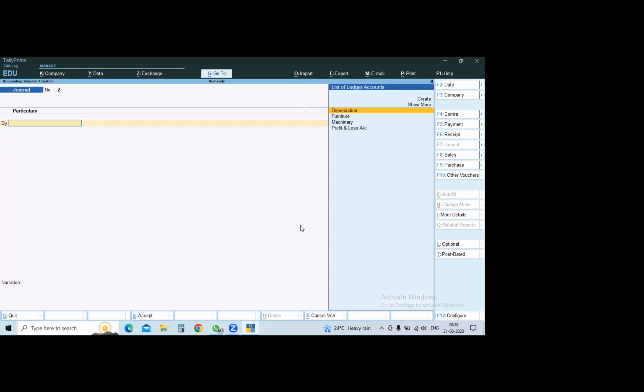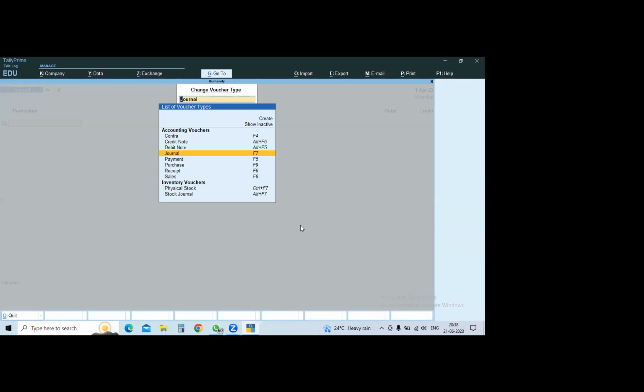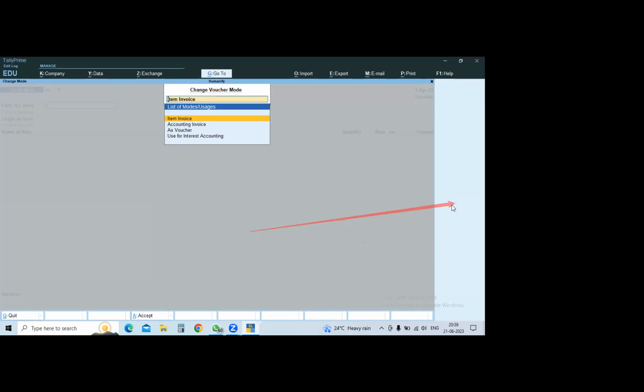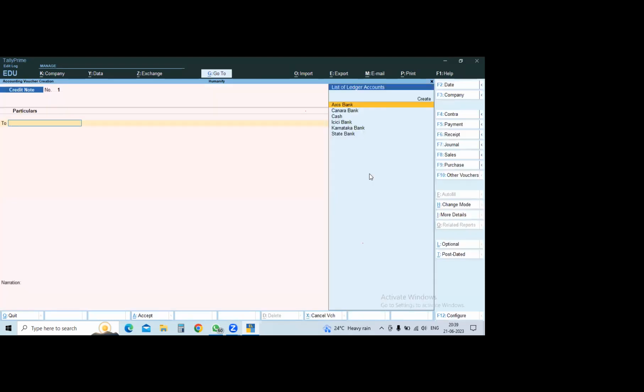Okay, you can accept now. Ctrl A. So till here the journal voucher is done. Now you go to other vouchers. Click on other vouchers. Here you take the debit note voucher. Click on the change mode option and click on as voucher. This will give you debit and credit.